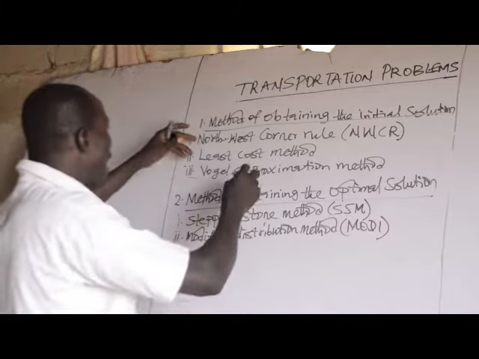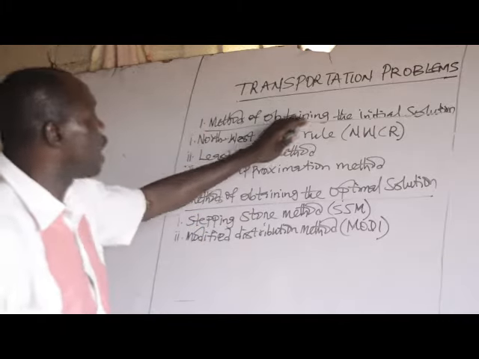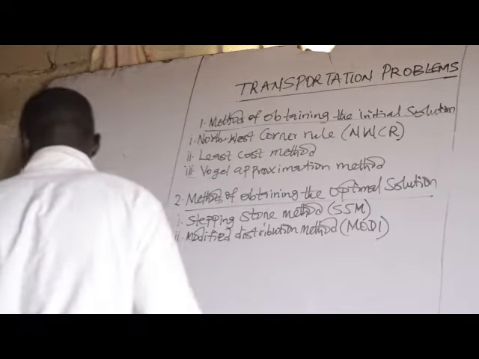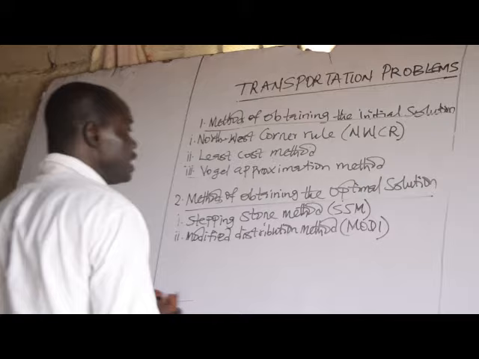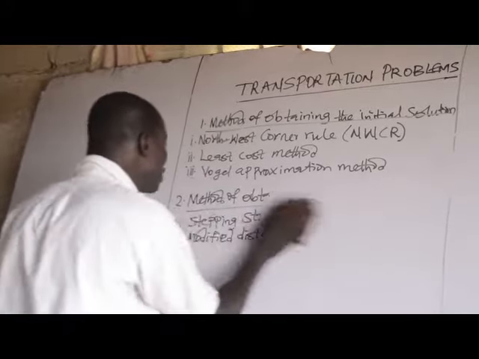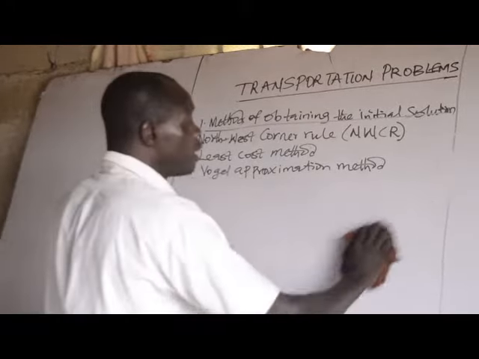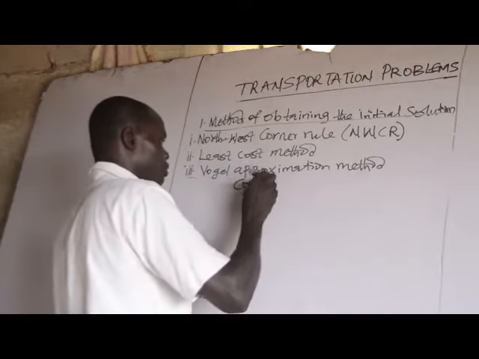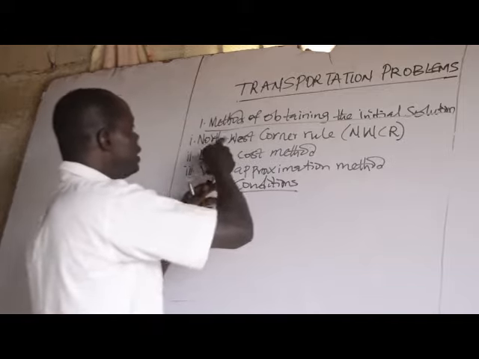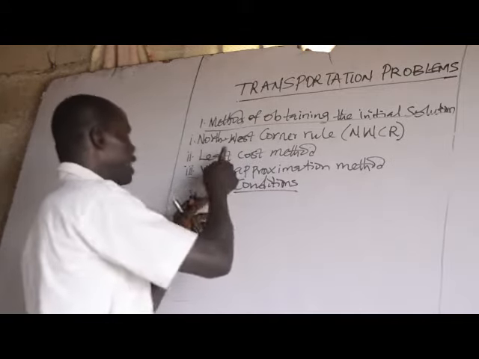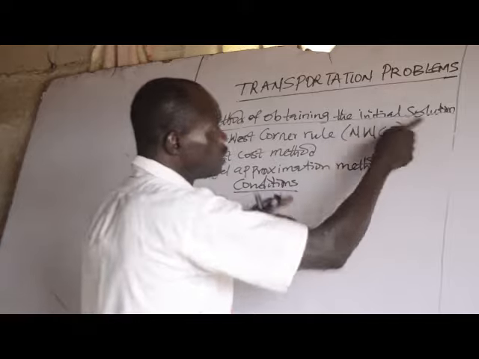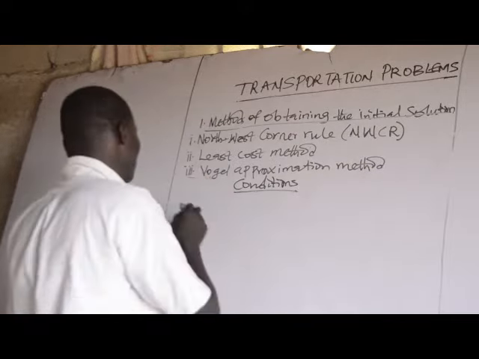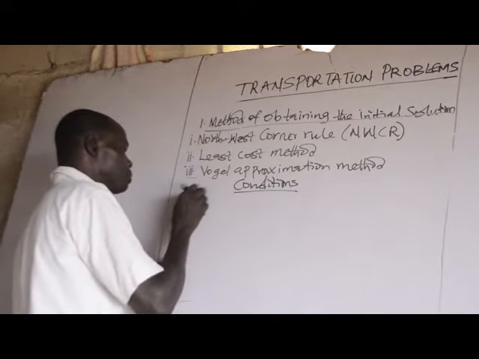Now, I'm starting with the methods of obtaining the initial solution. For these methods to be used, they must satisfy the following conditions. What are the conditions for using any of these 3 methods? Number 1, the problem must be balanced.